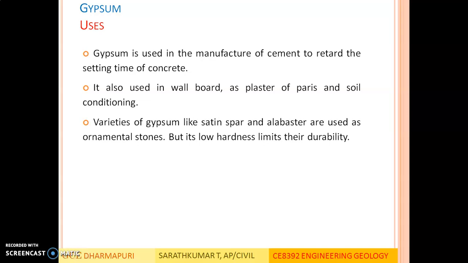Uses of gypsum. Gypsum is used in the manufacture of cement to retard the initial setting time of concrete. It is also used in wallboard, as plaster of Paris, and in soil conditioning. Varieties of gypsum like satin spar and alabaster are used as ornamental stones, but due to their low hardness, their durability goes down.